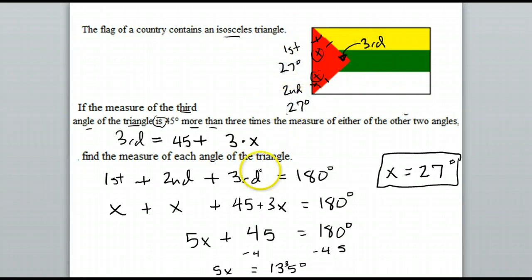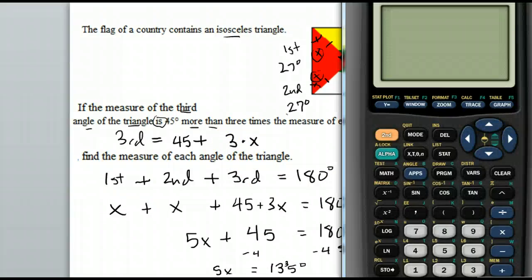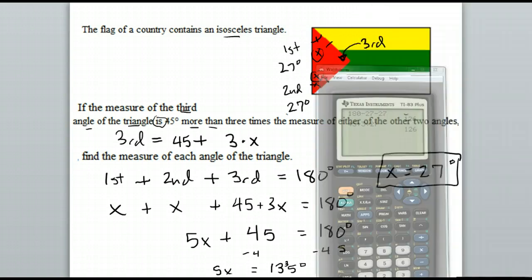And then the third one we can get by plugging 27 into here, or we can get it from subtracting from 180. What I mean by that is I can say 180 minus 27 minus another 27 and get that, or I can take 27 and plug it in for the x, so 45 plus 3 times 27. Either way, I get the third angle to be 126.